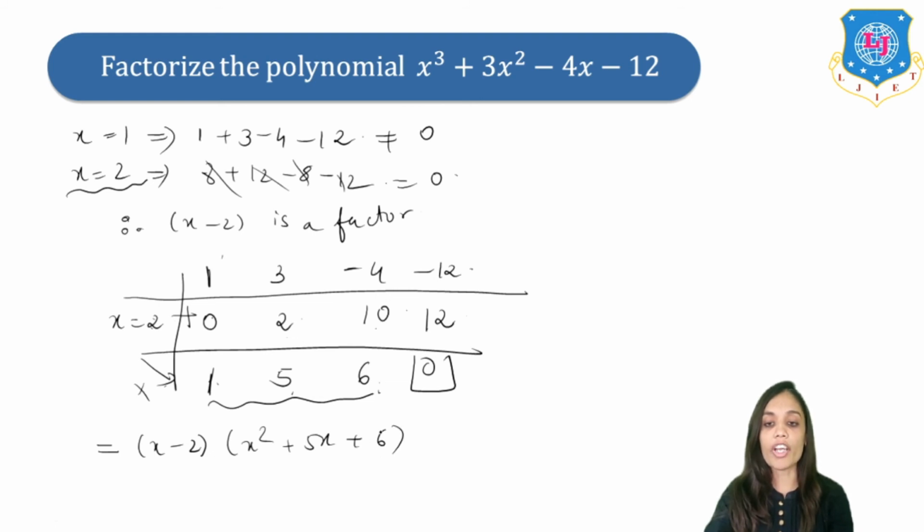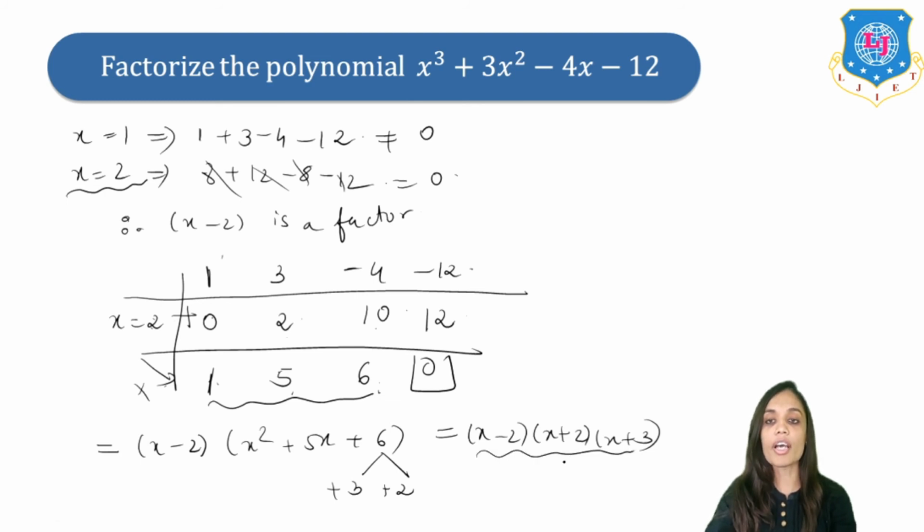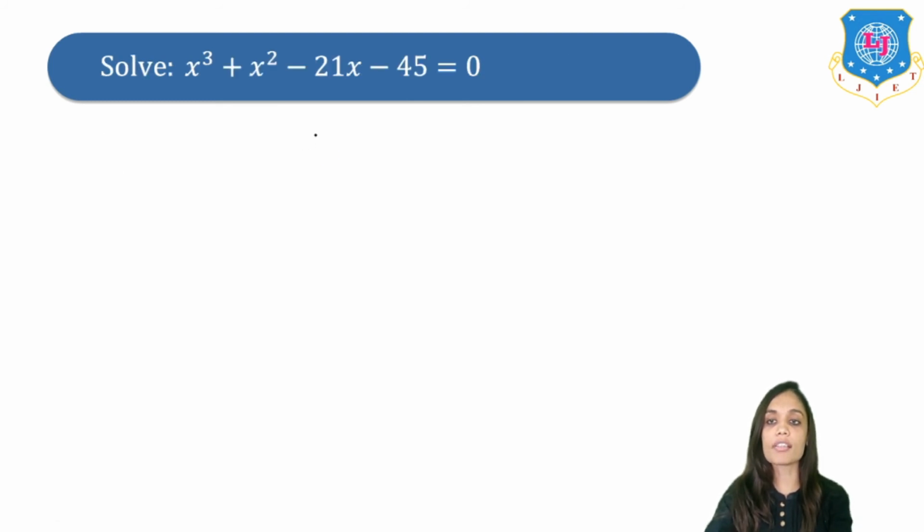Just taking the factors of this particular example. If I want to factorize 6, it will be 3 and 2, plus, because we want 5. So plus 3, plus 2. So the final answer of this example will be (x minus 2)(x plus 2)(x plus 3). Okay, so this is our required answer. Let us go to the next example.